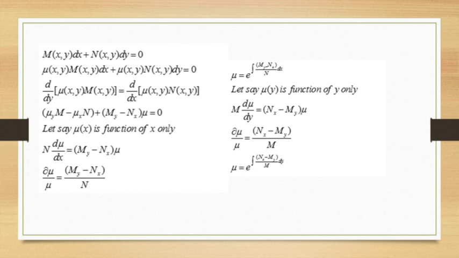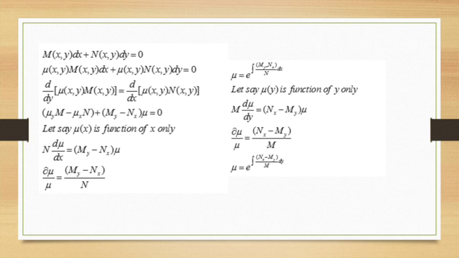Then let's say that mu of x is a function of x only. Then we can get N d mu over dx is equal to (M y minus N x) times mu. Then we move mu to the left side, and N and dx to the other side, and we do separation of variables. Then we can get mu is equal to e to the power of the integration of (M y minus N x) over N dx.